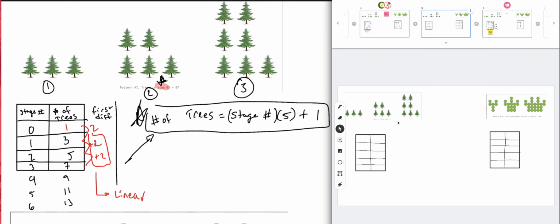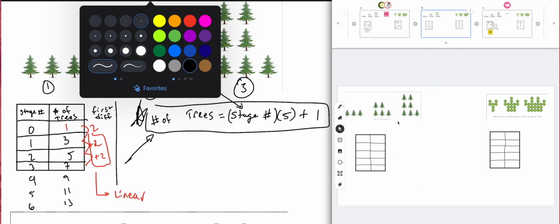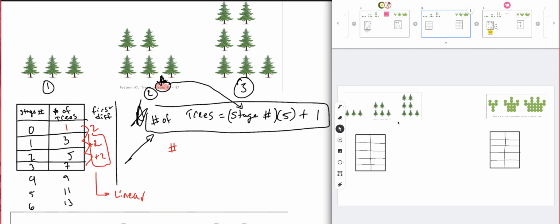Because if it asks you about step 43 or stage 43, you can simply take it and plug it in to where the stage number is. And now your equation or your rule is going to tell you the number of trees is equal to the stage number, which we are going to call 43, times 5 plus 1, right?